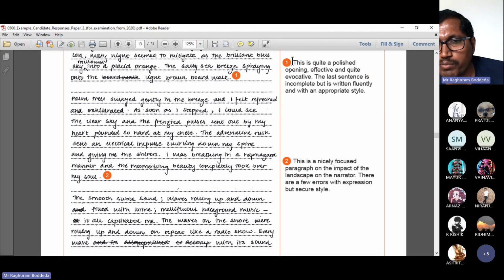Even you can also read the comment given by the examiner. This is quite a polished opening, effective and quite evocative. And the last sentence is incomplete, but it's written fluently with an appropriate style. So the element they're talking about is the grammatical aspect, sentences which must have subject-verb agreement to give sensible meaning, and you have to give the thought process and ideas clearly. Okay, this is what they're talking about, the first comment given by the examiner. Let me call the next person to read the next para.